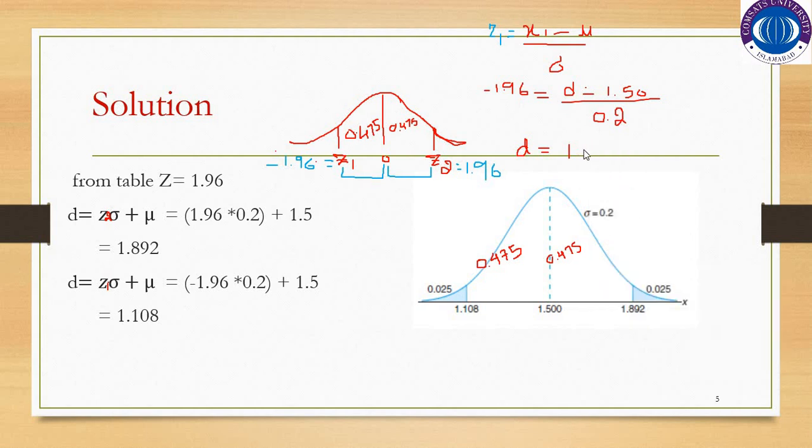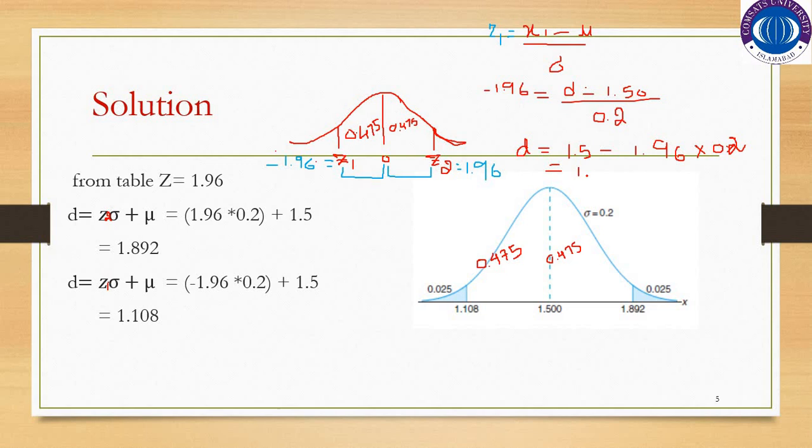Let me wrap this. Now 1.50 should be here, 1.50 minus 1.96 into 0.2. So this is the situation, minus 1.96 into 0.2 plus 1.5, which will be equal to 1.108.